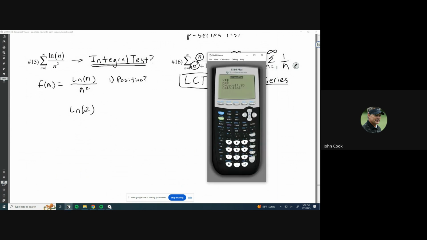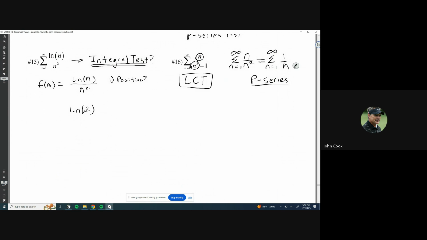So let's see here. Natural log of 2. Oh, it's a positive number. Okay, so we're good on that one. It's negative if it's lower than 1. That's right. Yeah, it's like 0.5 or something. So natural log of 2 is positive, so that's okay. So yeah, it'll be positive for any n value that's more than 1, so for n that's strictly greater than 1, it'll be okay.